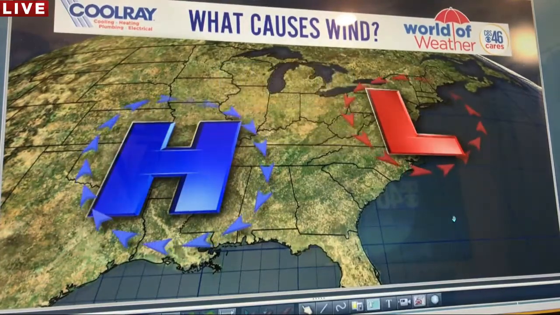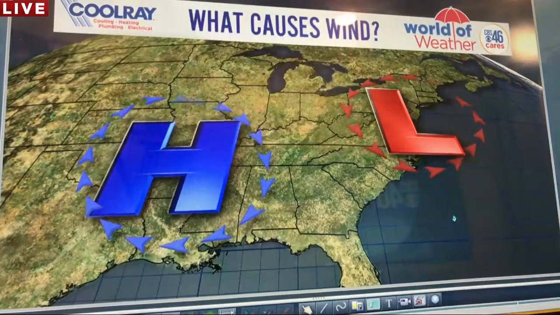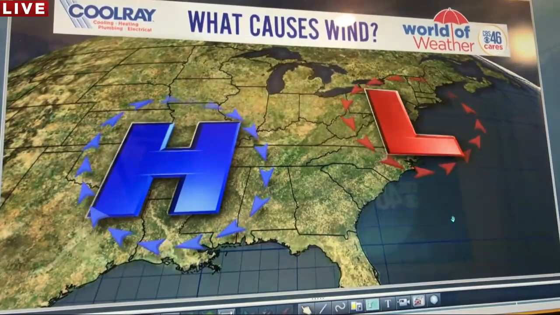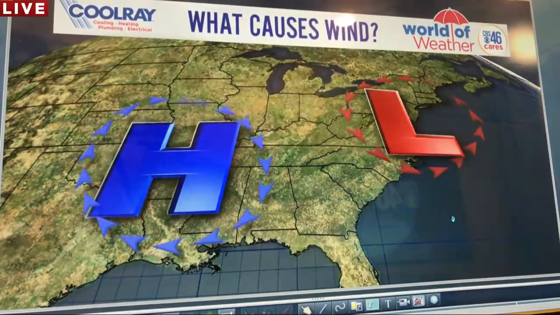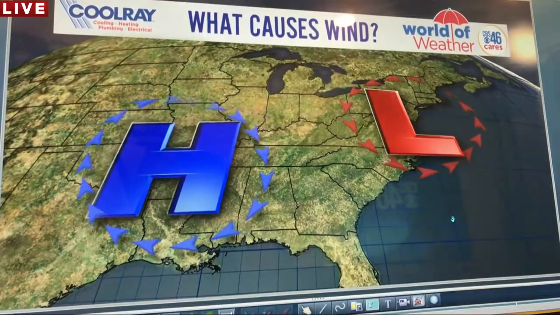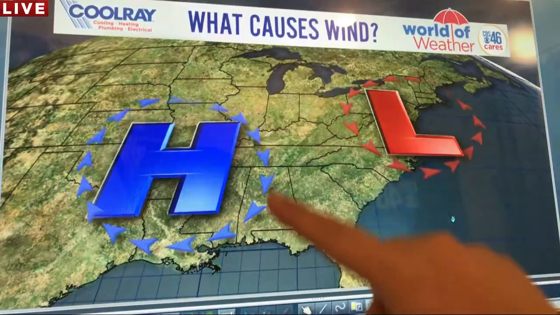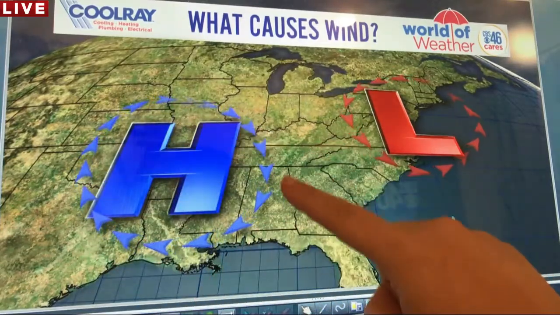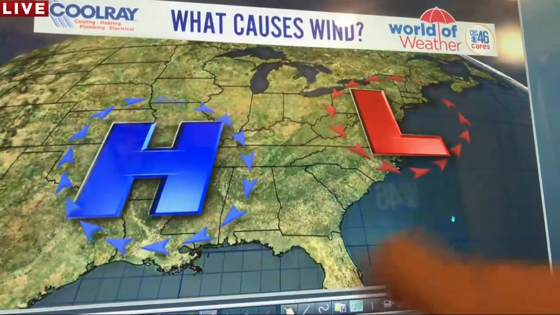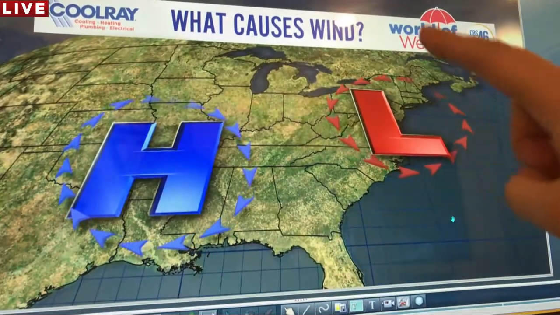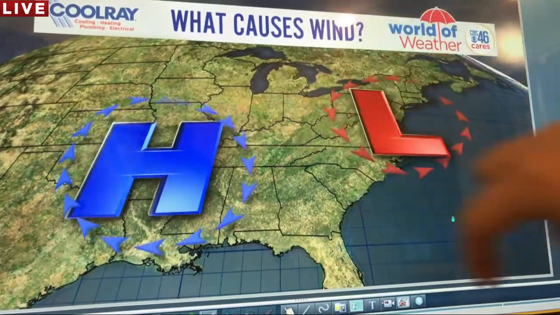Now, around high pressure, we have a clockwise rotation. Around low pressure, we always have a counterclockwise rotation. What that means is it's like a clock. High pressure, the winds are always going like they do on a clock, from 12 o'clock to 3 o'clock to 6 o'clock in that direction. Low pressure is the opposite. The winds are always going counterclockwise.